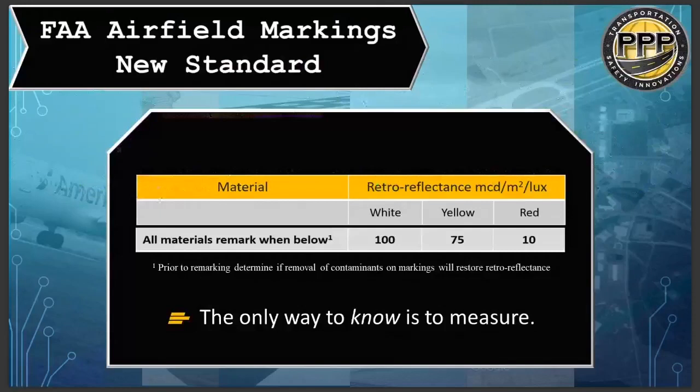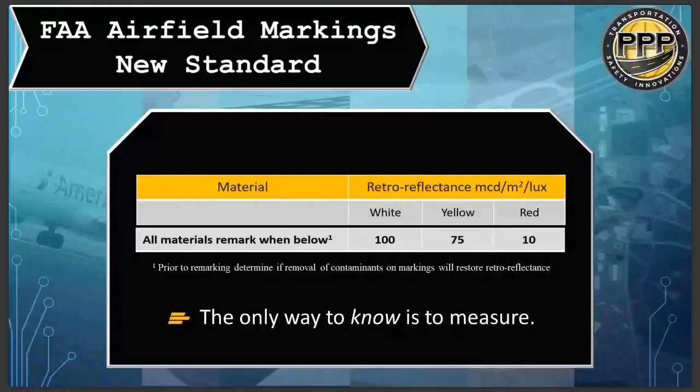100 millicandelas on white, 75 on yellow, 10 on red. They also add this item in here for this sub item saying prior to remarking, determine if removal of contaminants on markings will restore retroreflectance. And that's really smart. The FAA is very smart to put that in there. We'll discuss briefly about that.